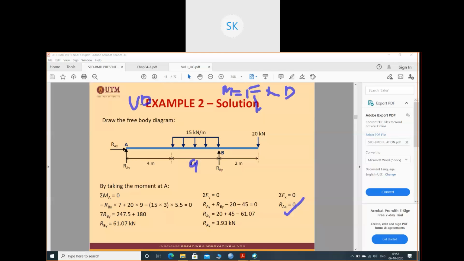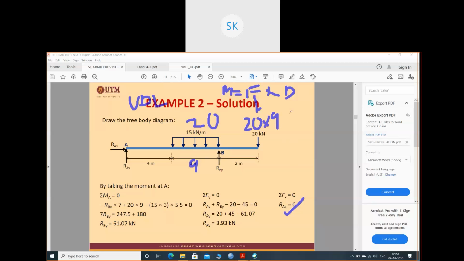Suppose this is the 9 meter. So I have discussed how to take the force for UDL. What is UDL? Uniformly distributed load. So it is uniformly distributed load over the length of suppose 9 meters. So how do you have to take the force? Suppose forget about the 15 kilonewton. Suppose this is 20 kilonewton per meter acting over a distance of 9 meters. So how do you have to find the force? Always find the force for the UDL: 20 into 9.